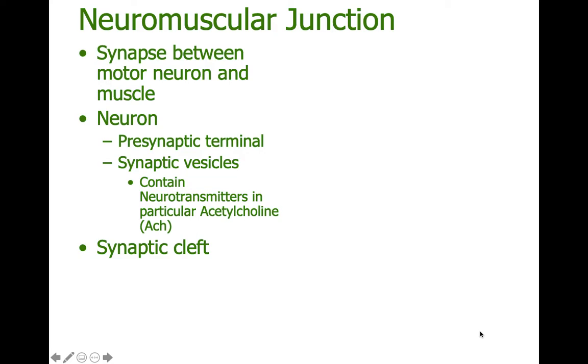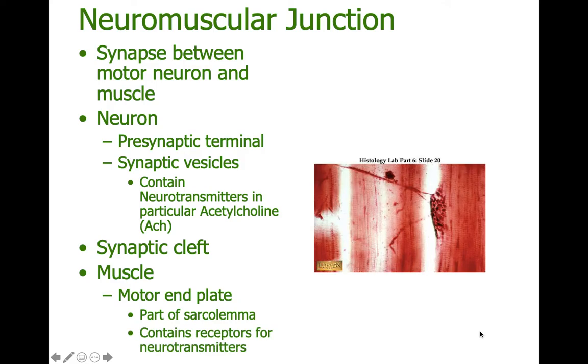After we finish with the neuron, we have our synaptic cleft. The synaptic cleft is that physical space between the neuron and the muscle. In this instance, we're talking about a skeletal muscle. We refer to the piece that we're interested in as the motor end plate. It's part of the sarcolemma, part of the plasma membrane of the skeletal muscle cell, and it contains receptors for neurotransmitters. A receptor is a protein molecule whose shape is built to accept a specific molecule, allowing that specific molecule to plug in. In this case, that specific molecule is acetylcholine.